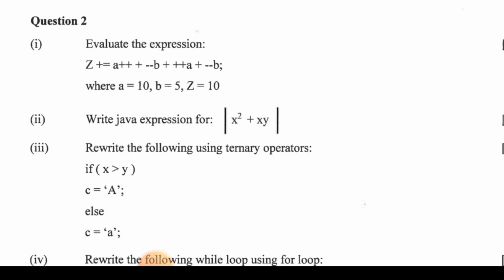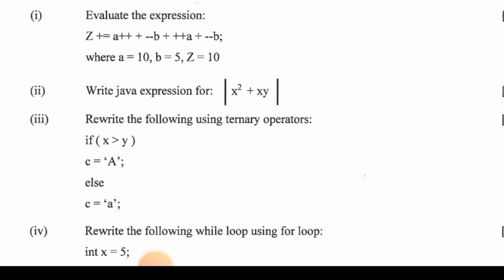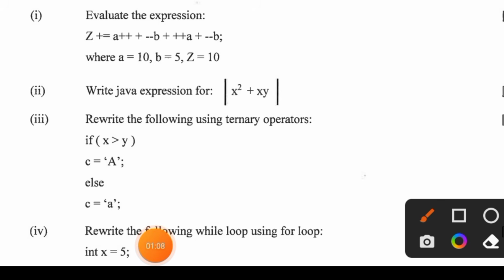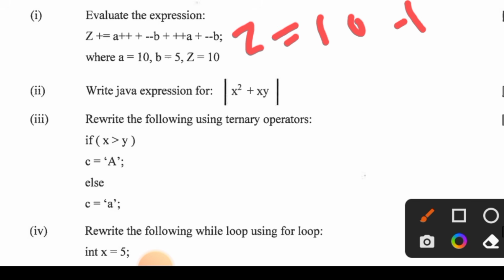Now we will be moving towards our second question, where we mostly have output-based questions. The first question is: evaluate the following expression. So now let's evaluate it. We have the values of a, b, z. Now we will put in the values. Z equal to how much? It will be z plus first. So the z value is 10. We will write here 10 plus a plus plus postfix.